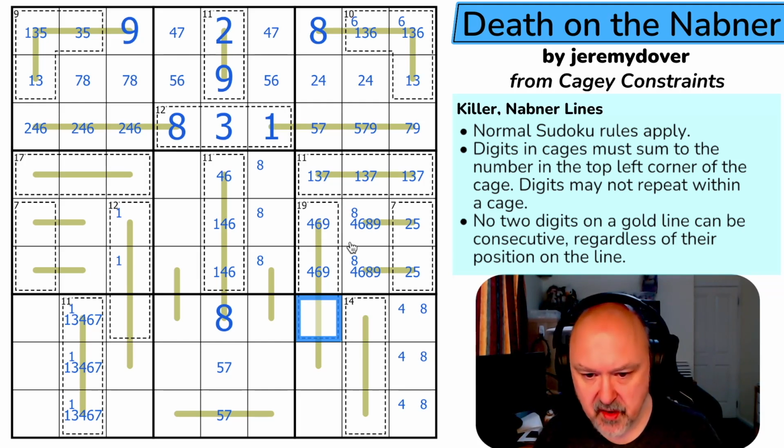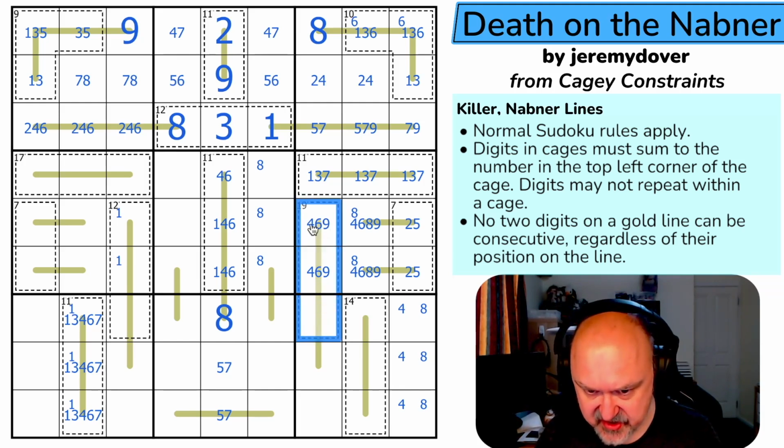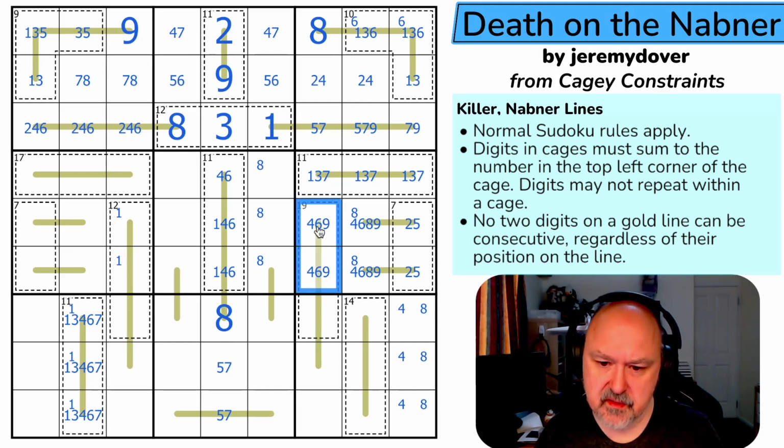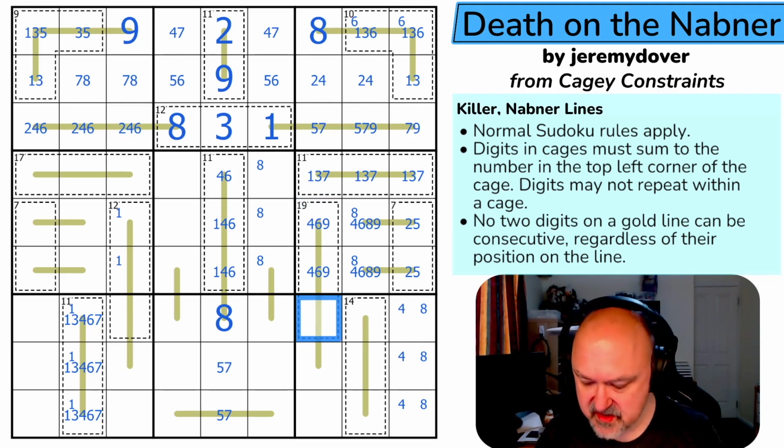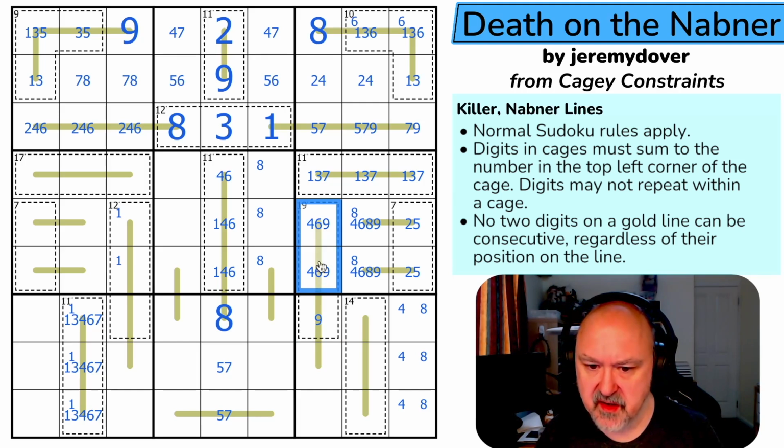Okay, so I was looking at this 19 cage. If this is 4, 6, this is a 9. If this is 4, 9, then I'm at 13 and I need a 6. And if this is 6, 9, then I'm at 15 and I need a 4. This is a 4, 6, 9 triple, which means that is a 2 and that is a 4.